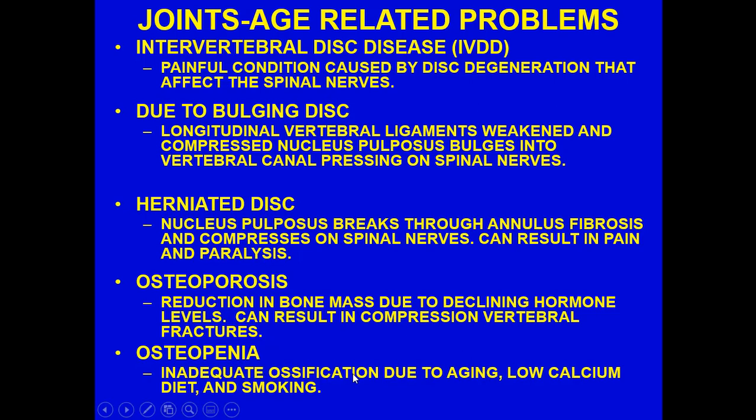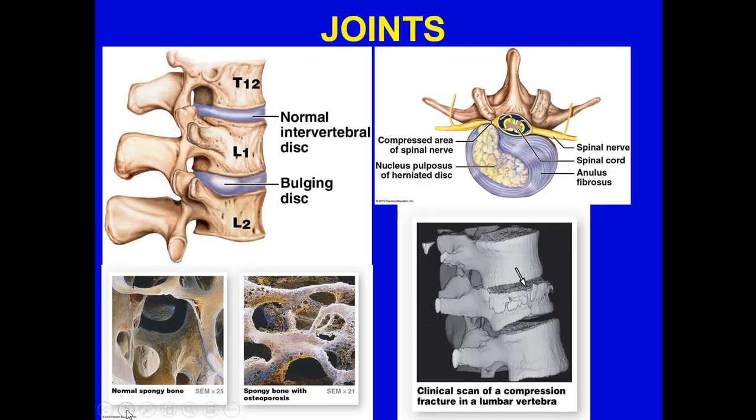Osteopenia. This is inadequate ossification due to aging, low calcium diet, and smoking. As you can see, here's the normal intervertebral disc. Here is the bulging disc. So if a nerve is coming up against this, it is going to have a great deal of pressure on it.